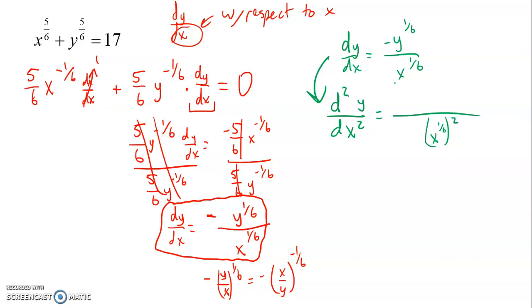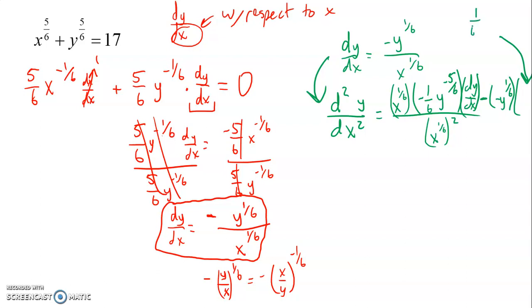On the top, I would start with whatever was on the bottom, so x to the 1/6 times the derivative of the top. So move the 1/6 in front, I would have negative 1/6 y to the negative 5/6 if I take away 1. And then I need to make sure that I multiply by the derivative of y, dy/dx. Minus, and then we're going to do the top, so negative y to the 1/6, times the derivative of the bottom. And the derivative of the bottom is going to be 1/6 x to the negative 5/6.